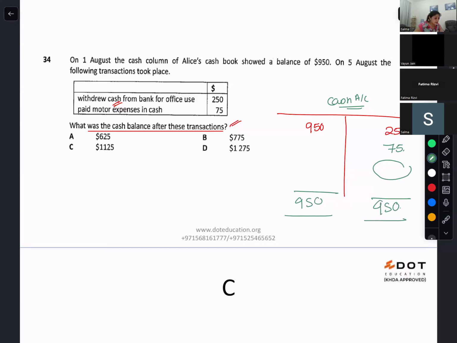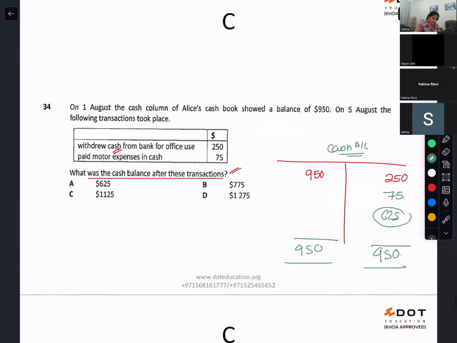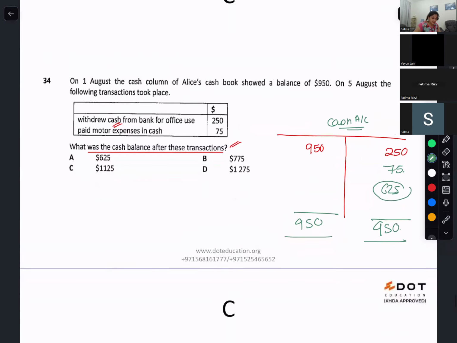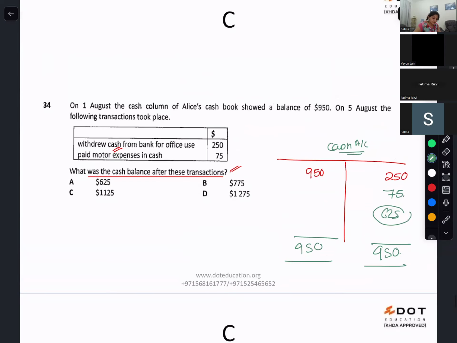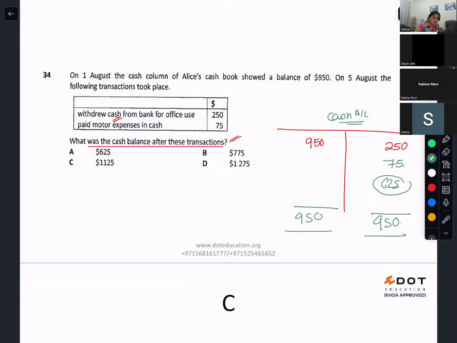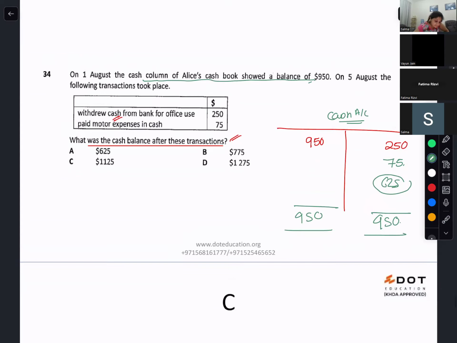It's 950 minus 250 minus 75. It's 625. Oh, it's showing 1275. Yeah, miss. Cash column of Alice's cash book showed a balance of 950.